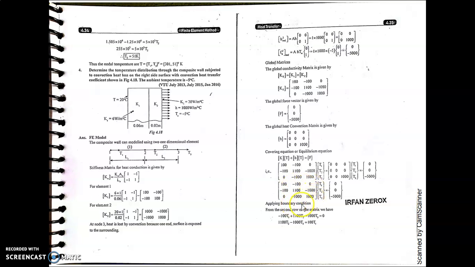Now applying the boundary condition, from the second row of the matrix we have -100 T1 plus 1100 T2 minus 1000 T3 is equal to 0, and from this we can find the T1 value. T1 equal to 20 degree centigrade is given, so we can find the value of the second row. Now we eliminate the first row and first column, because we know the boundary condition at the first node.